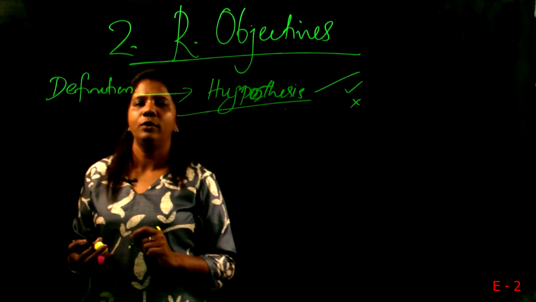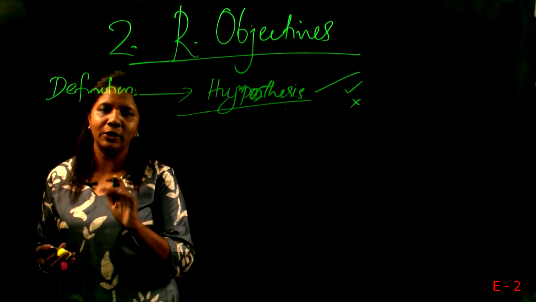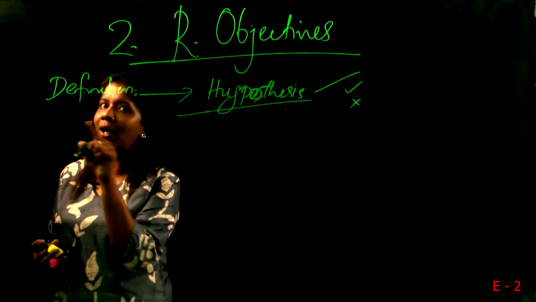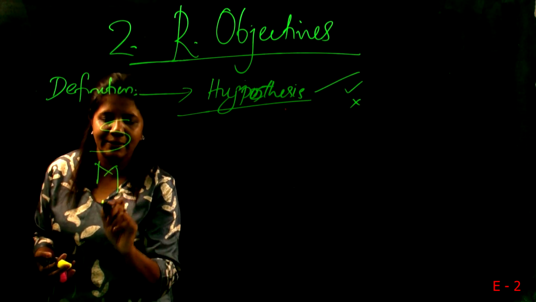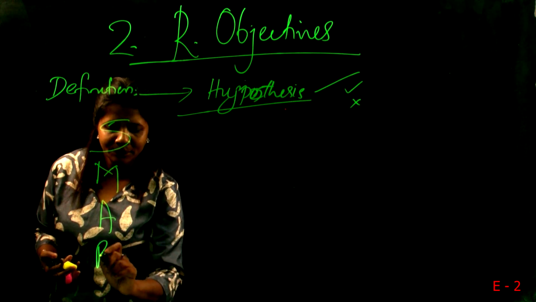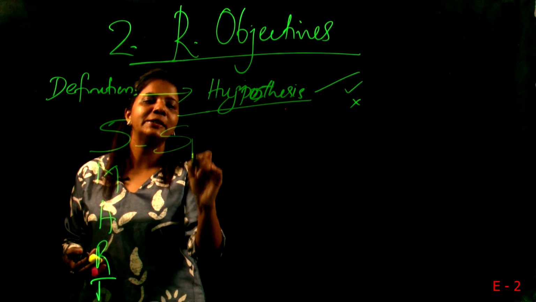Now, if you talk about research objectives, what is a major criterion everyone should remember? You need to be smart when you are conducting research, so you need to remember the SMART criteria. So, what is SMART criteria? S stands for specific.